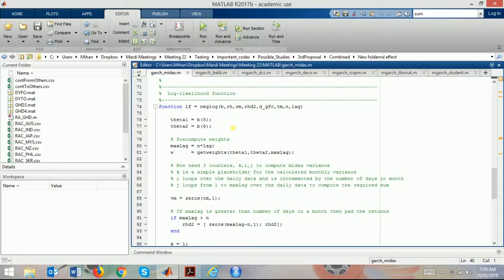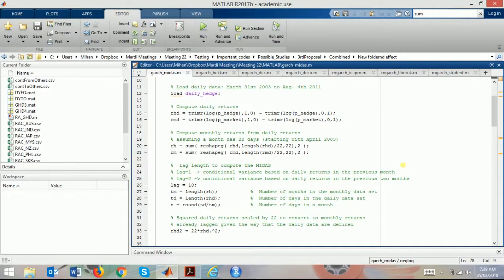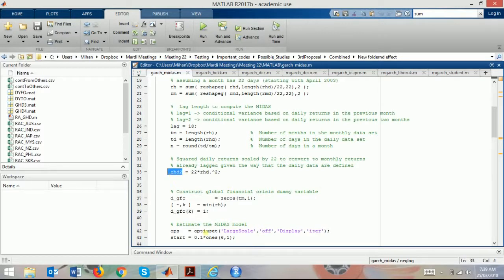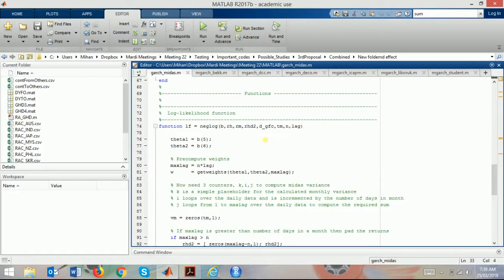Let's have a look into the log likelihood function. So monthly on hedge fund, monthly on market return, daily on hedge fund, RSD2. Okay, so this one, sigma square, directly from the system. Financial crisis, we don't have any information on this. We want this to do all the estimations for us. TM, N, lag, good. Maximum likelihood function is awesome.